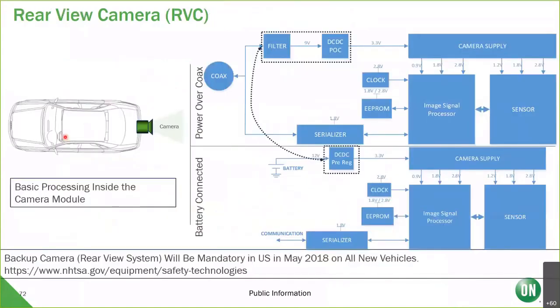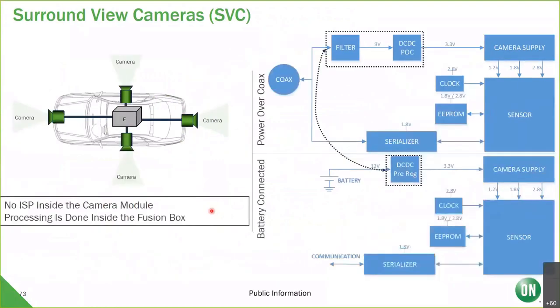And then I'll wrap it up with rear view versus surround view automotive. So rear view, you typically have a camera here. You're going to do your image processing with the sensor. You're going to have your power circuitry here, and it's going to be powered either through a coax or battery connected. In contrast, you've got surround view, where you don't do the processing at the camera.